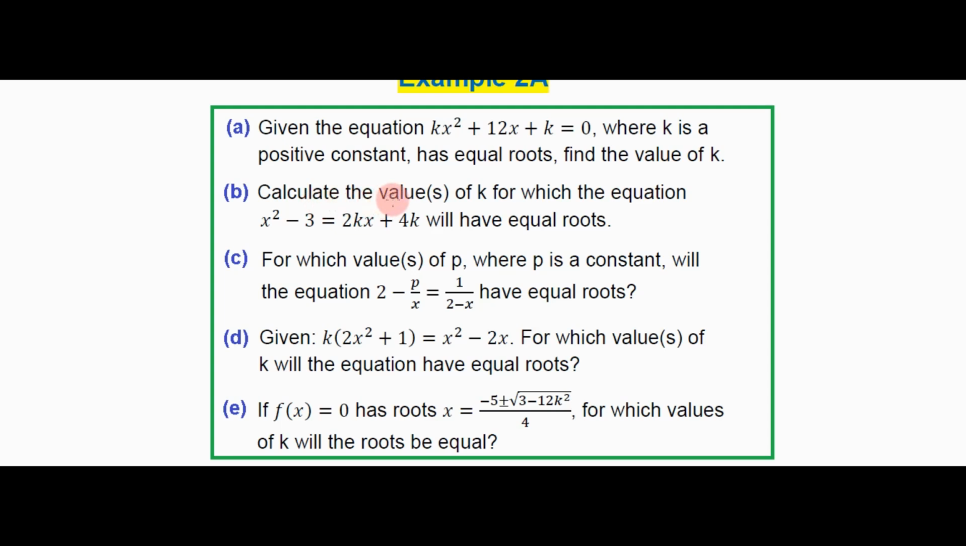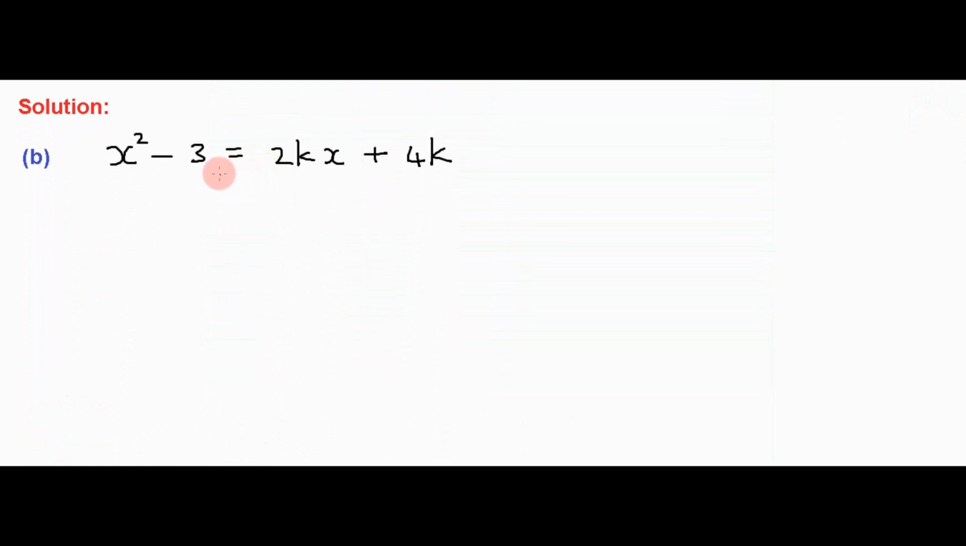Then in B it says, calculate the values of k for which the equation x squared minus 3 equals 2kx plus 4k will have equal roots. This equation is clearly not in standard quadratic form, so we need to write it as such. And we're going to bring all the terms to the left-hand side. So x squared minus 2kx minus 3 minus 4k equals 0. Now the equation is in standard quadratic form because we have one term only in x squared and one term in x, and then the constant will be -3 minus 4k. Everything that doesn't have an x in it will be the constant.